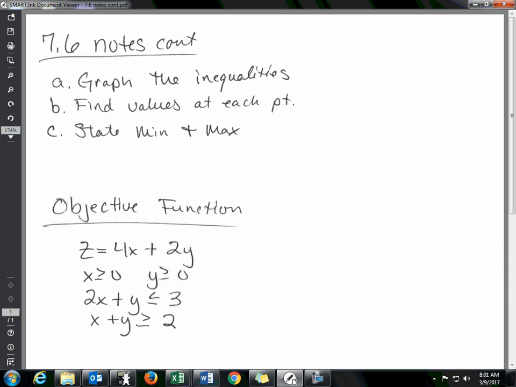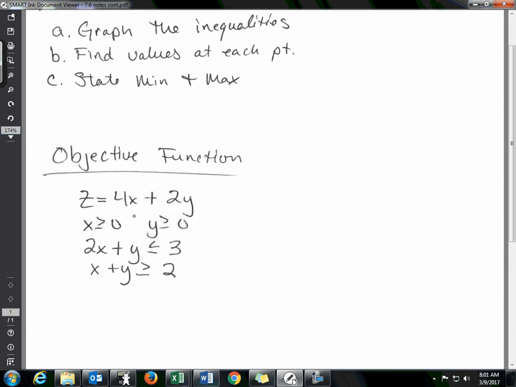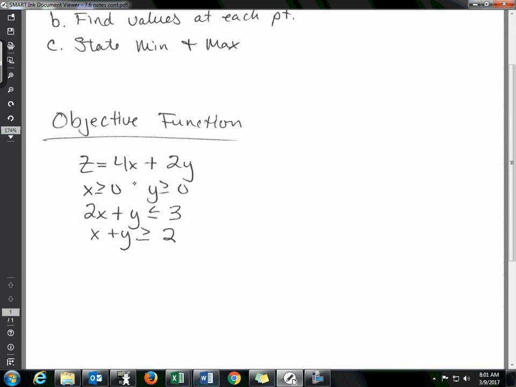Okay, so all these problems will have 3 steps. First step is to graph the inequalities, right? And so if you look below, it says objective function, and then it gives you 4 equations, right? So we've got to graph 4 different lines. So yeah, here we go. And then once we do that, we'll plug in the values, and then we'll state what our min and max are. Okay, so I'm going to draw my graph.